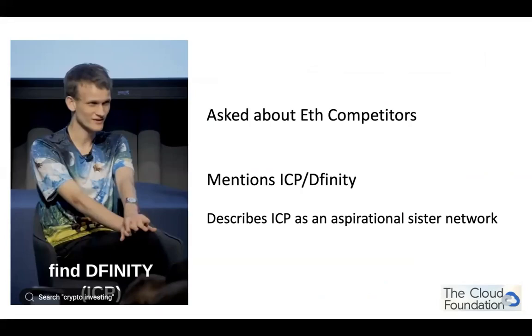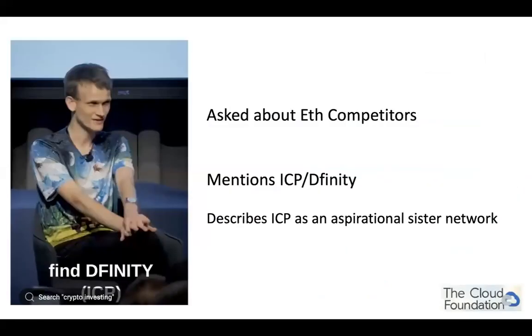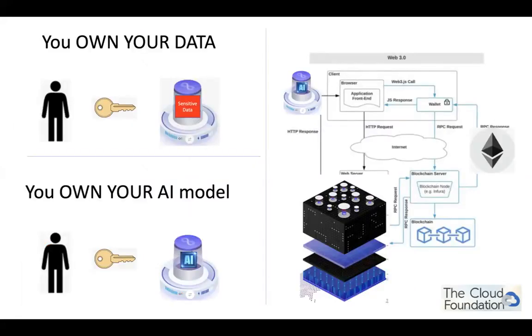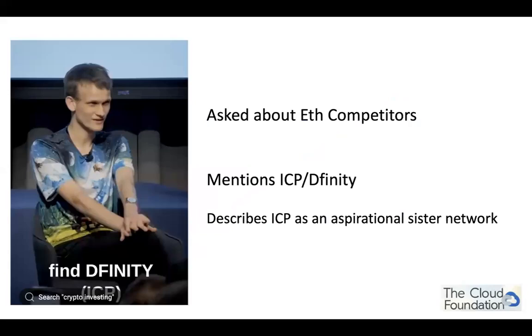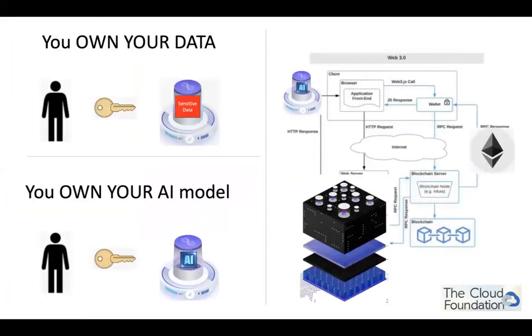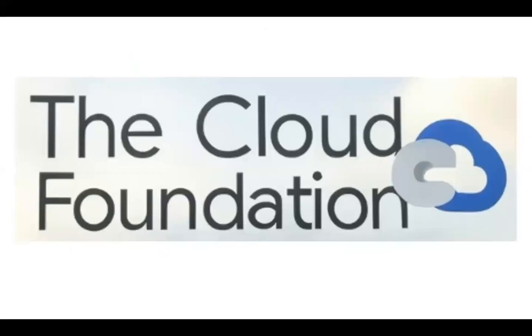And just to wrap this up, Vitalik was asked about Ethereum competitors a number of years ago at some small conference, and the only thing he mentioned was ICP and Dependency, and he described ICP as an aspirational sister network. That's all I have for this video. I just wanted to lay out the case for why I thought the ICP Ethereum model was going to be the best model for the future, and I would greatly appreciate any feedback from anybody in the Ethereum community, any questions, or anything, because I think this is the path forward, and I think this can fully deliver on the world computer vision.